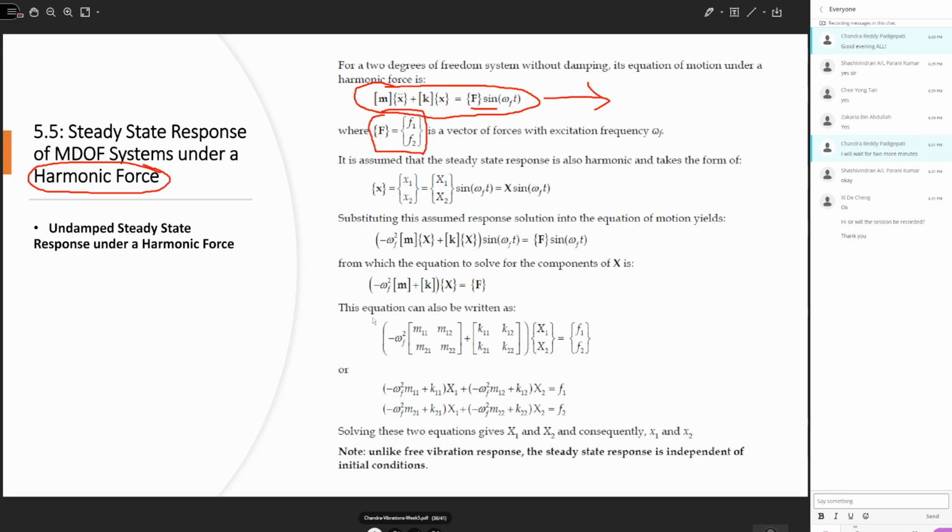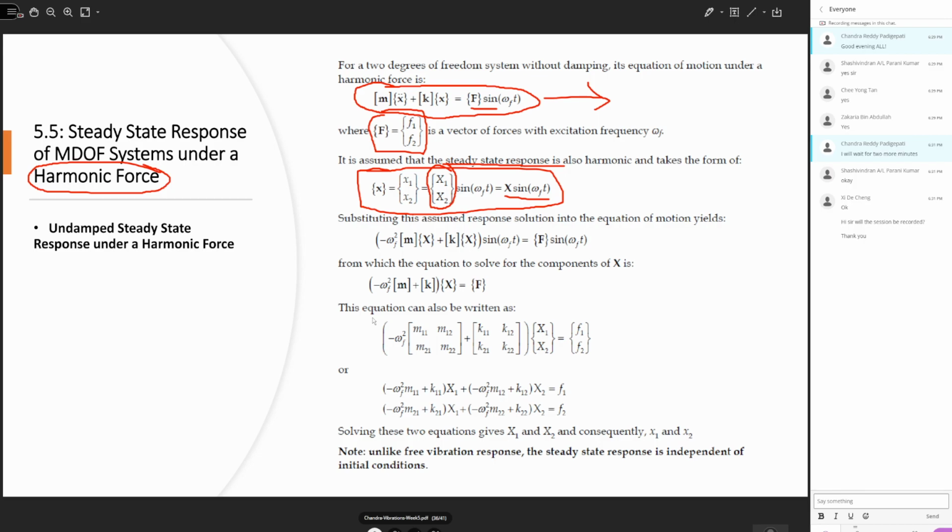Now the steady state response of this system you can write in this format, just like the single degree freedom system which we have done. For a single degree freedom system, we just wrote X sine omega t, where capital X represents the magnitude or amplitude. Now capital X is the amplitude matrix. You have 2 elements for this, x1 and x2, corresponding to the two masses M1 and M2.